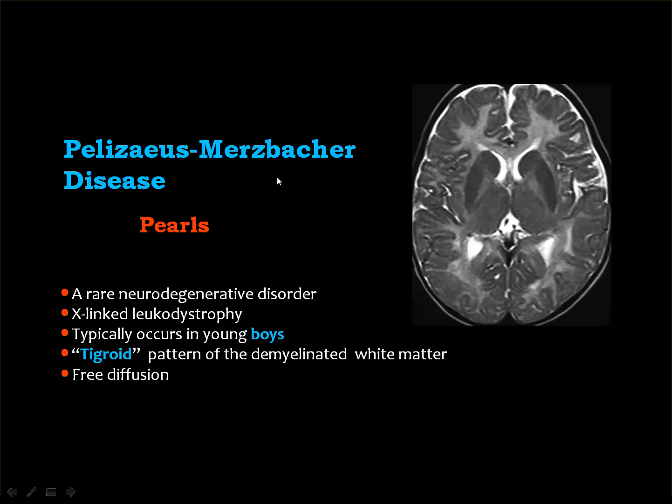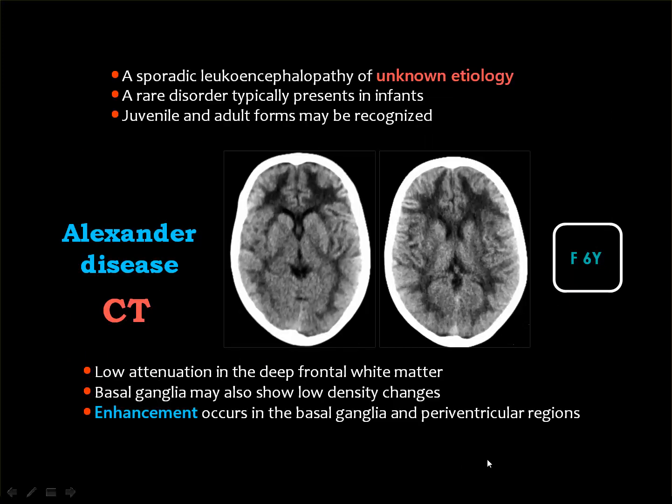Then Blasius-Merzbacher disease is a rare neurodegenerative disorder, X-linked, typically seen in boys. It shows the tigroid pattern. It shows diffusion restriction. The next is known as Alexander disease, and this Alexander disease can be diagnosed easily by CT and by MRI.